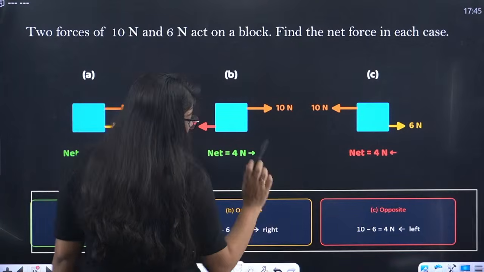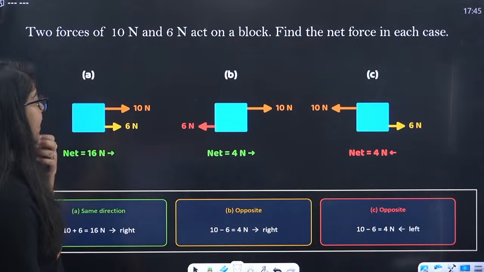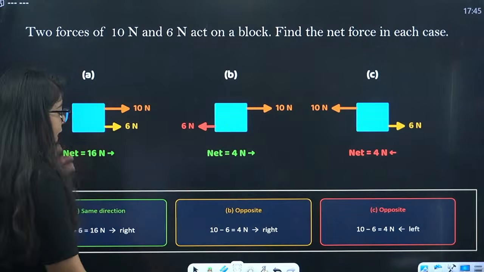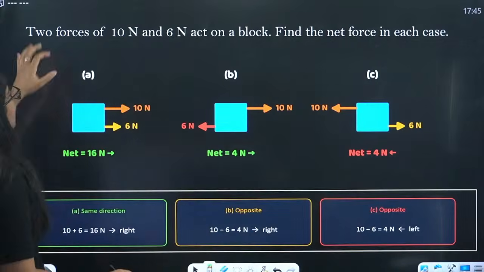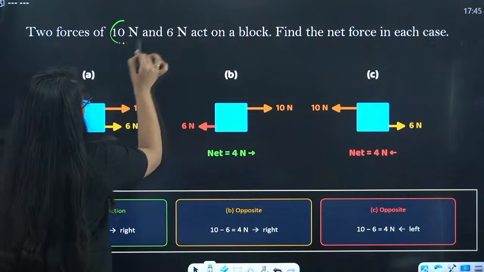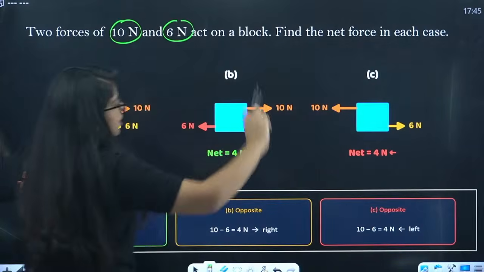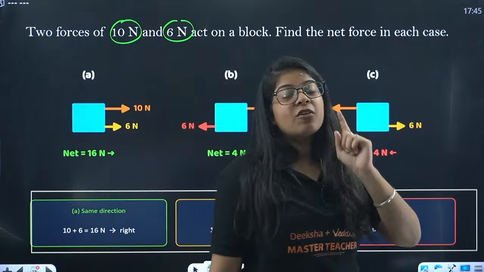Okay? Okay, fine. Now, beta, we have a very important numerical which will actually clear all your concepts on how to see the net force on a particular object. Two forces of 10 Newton and 6 Newton act on a block. Find the net force in each case. How will we do? We simply add the forces, but we take care of the direction.